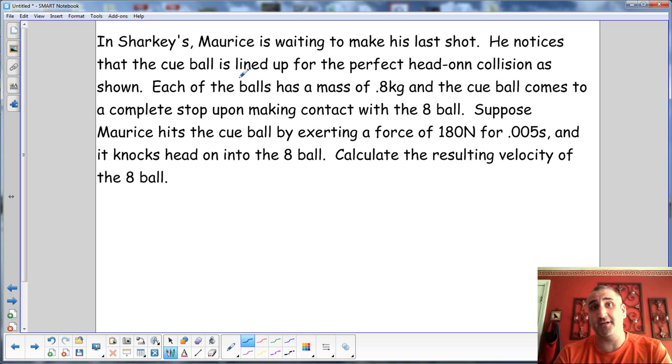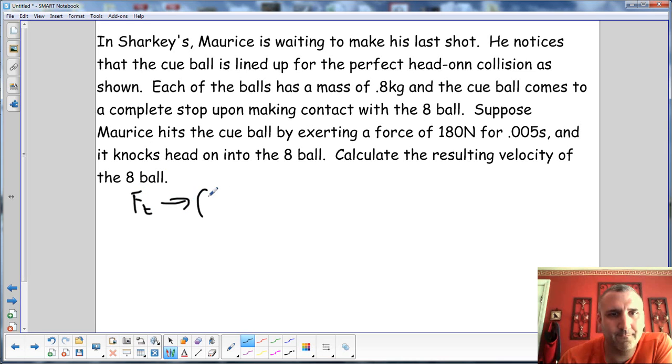So in Sharkies, Maurice's place is waiting to take his last shot. He notices that the cue ball is lined up for a perfect head-on collision, as shown in the picture. Each of the balls has a mass of 0.8 kg, and the cue ball comes to a complete stop upon making contact with the 8 ball. Suppose Maurice hits the cue ball. We get a force for a time that gives momentum to the cue ball, and the cue ball then hits the 8 ball and gives its momentum to the 8 ball.